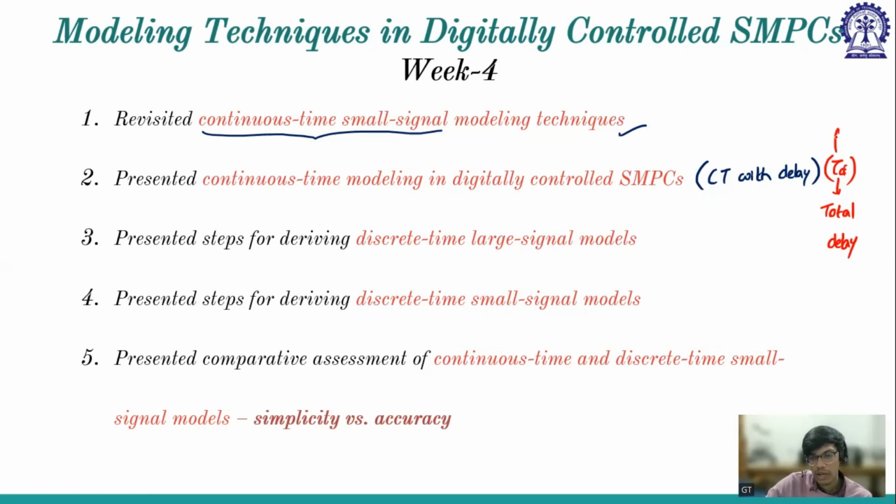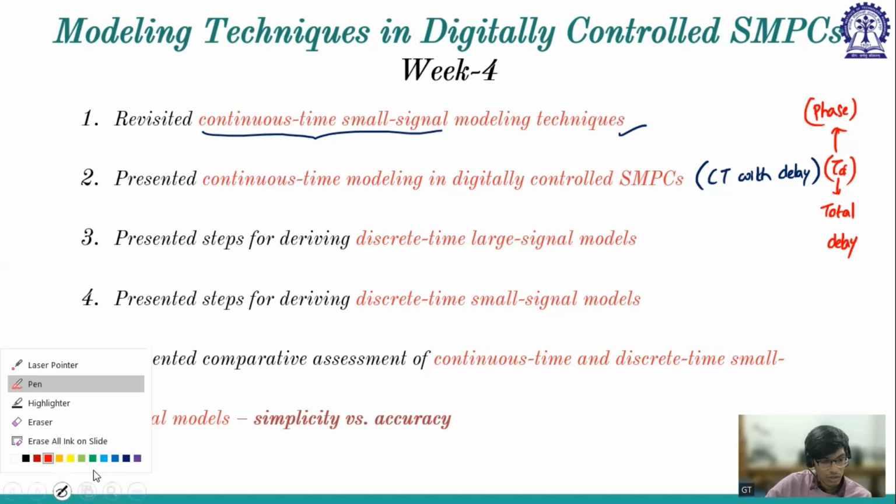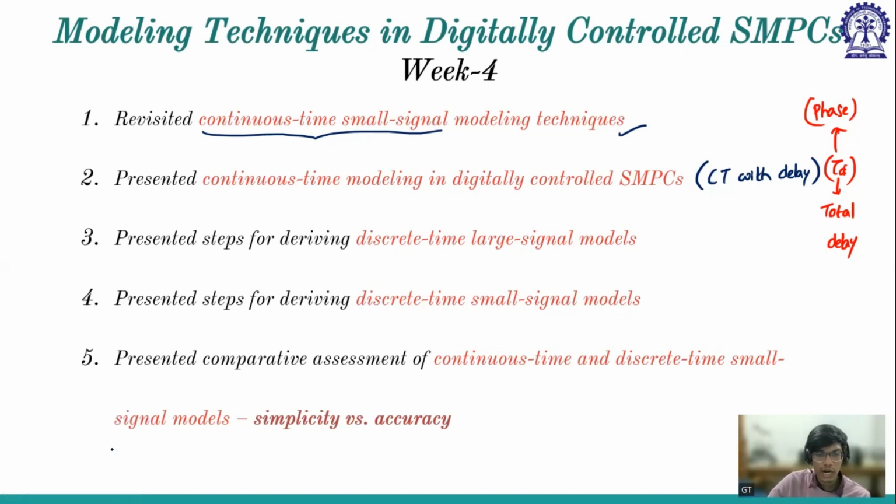This tau d will affect the phase only. Gain will still remain the same because e to the power minus s tau d has a magnitude of 1, but it will affect the phase. So then the controller values change accordingly, because in order to achieve a phase margin of 60 degrees, when we use the continuous time with delay model, it will not result in the same values as the continuous time model, because this will affect the phase margin.